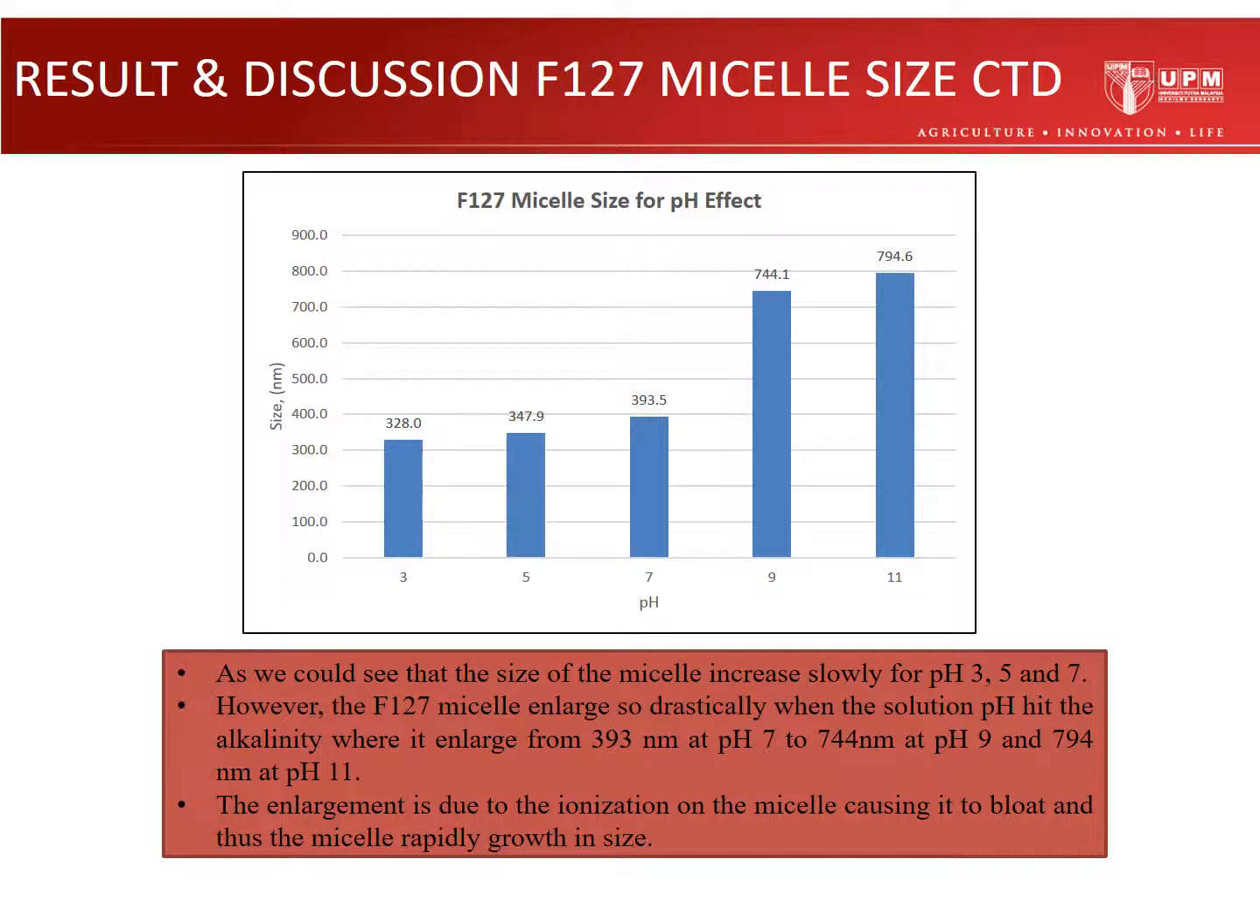Okay, now we're going to jump into the second parameter, which is the pH effect. As we could see, the size of the micelle increased slowly for pH 3, 5, and 7. However, it drastically increased when it hit alkaline conditions. The enlargement is due to the ionization on the micelle, causing it to bloat, and thus the micelle rapidly grows in size.